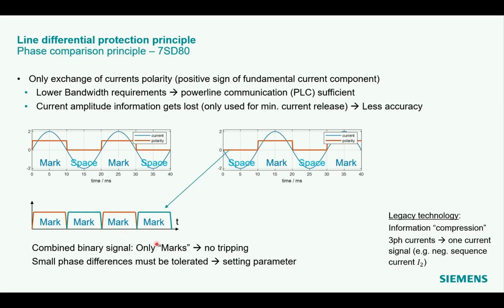In the legacy technology, information compression was used. The phase comparison is done for each phase current in the 7SD80 device. Legacy relays further compressed the information and evaluated only one combined current signal. This could be, for example, a negative sequence current.